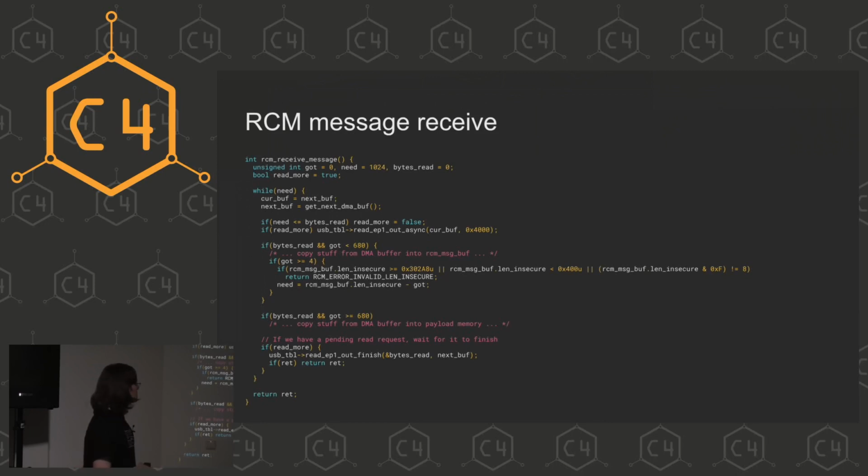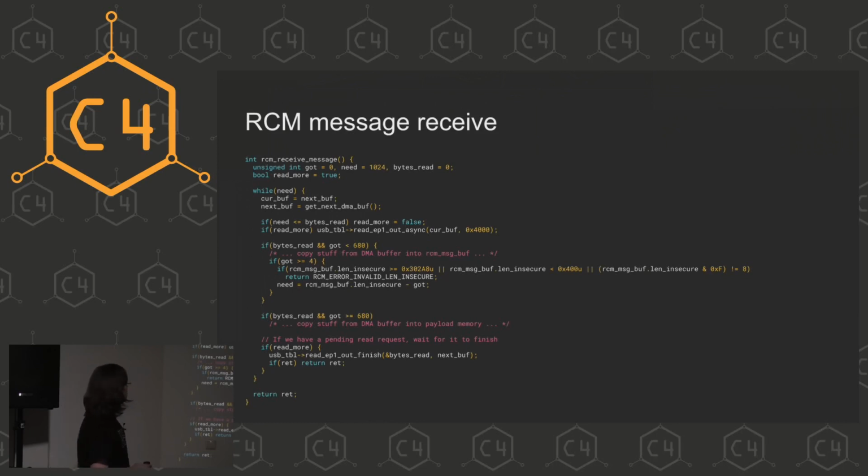So what it does is it queues a read request from this endpoint with a length of 0x4000 bytes, because that's how big the DMA buffer in memory is. So it kind of instructs the hardware, everything that comes in from that bulk endpoint, put this somewhere in memory up to a length of 0x4000 bytes. And then it goes on.